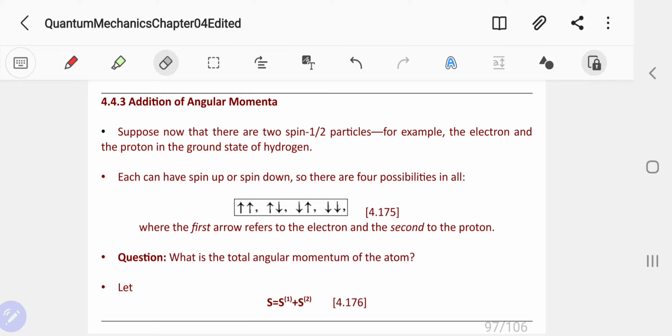So, question is, what is the total angular momentum of the atom? If you have 1/2 and 1/2, one total spin would be 1, and the other total spin would be 0, and the other total spin would be -1. What is the total angular momentum of the atom? So let the spin be equal to this. The first one acting on the first particle, and the second one is acting on the second particle.